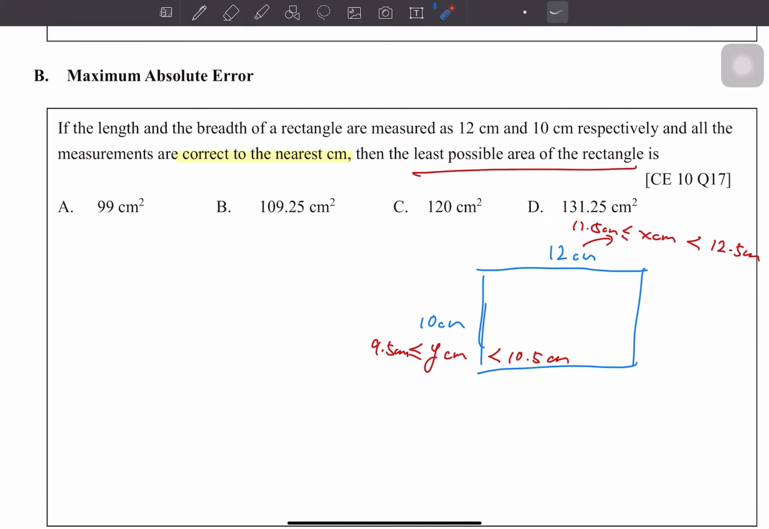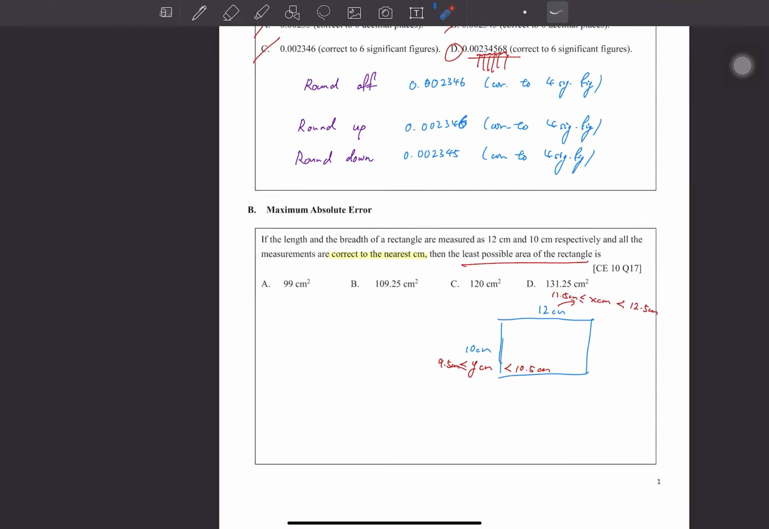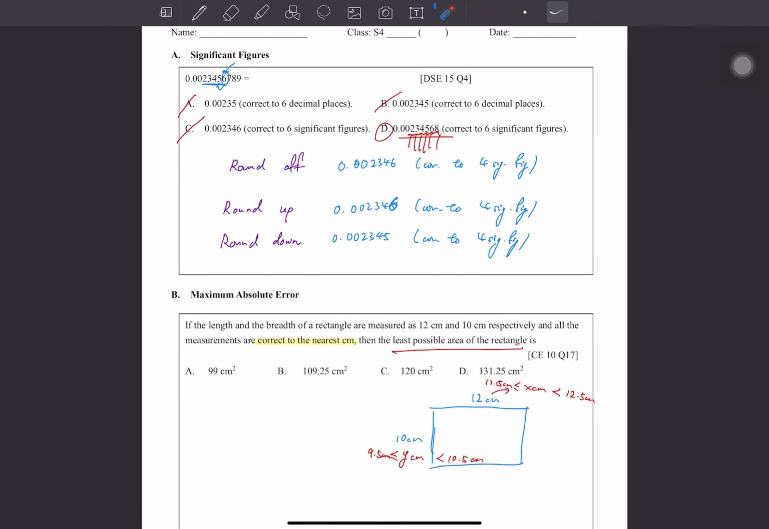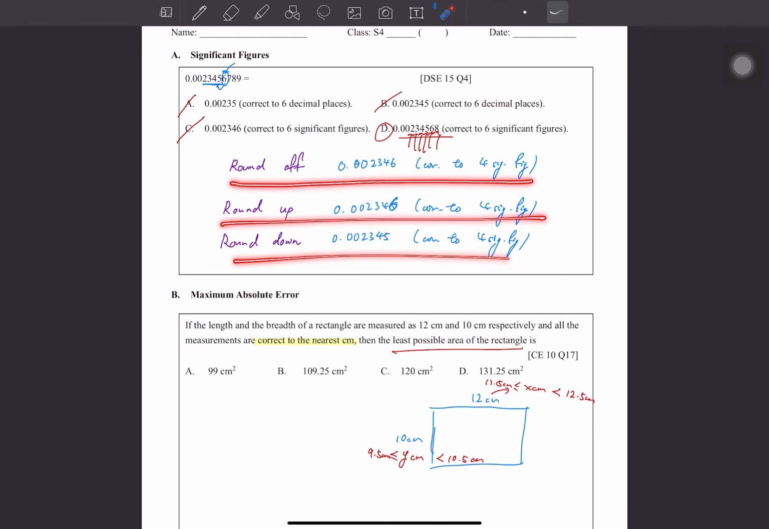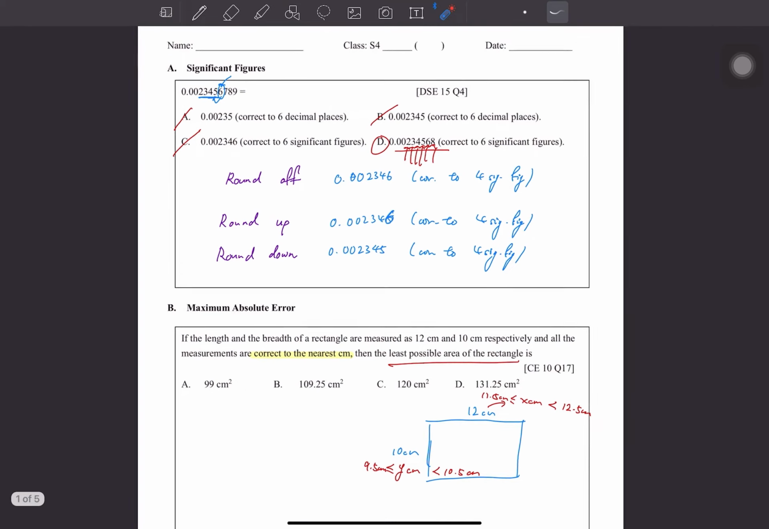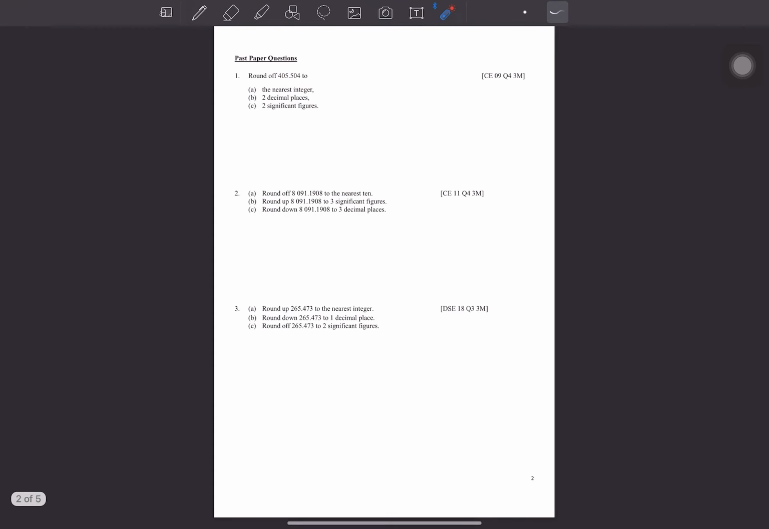If not, I hope this video helps you to remember what the measurable significant figures are, how to round off, round up, round down, and what the measurable error is. During the lesson, we'll do some past papers to see how we can apply this concept to tackle the questions.